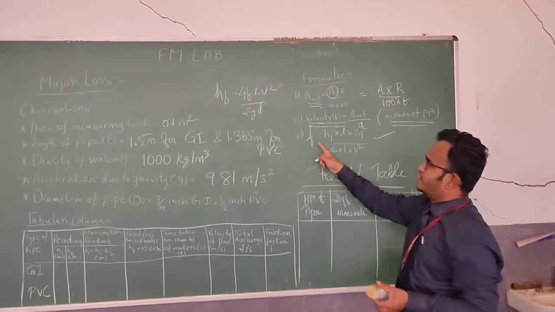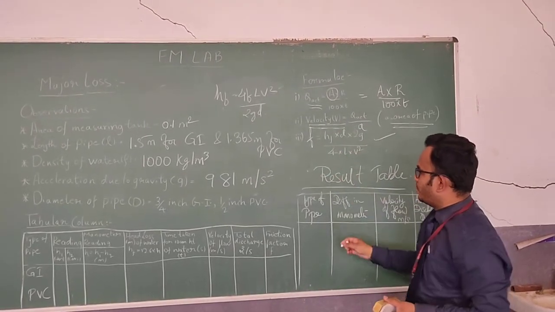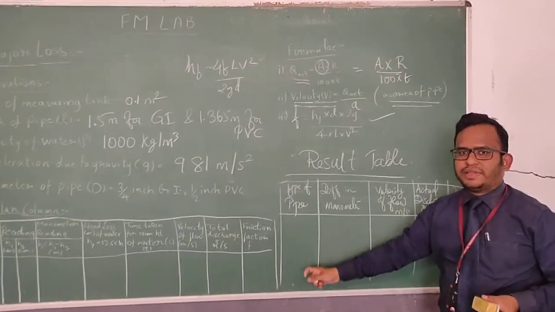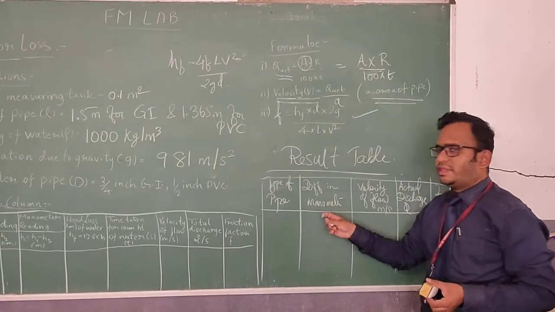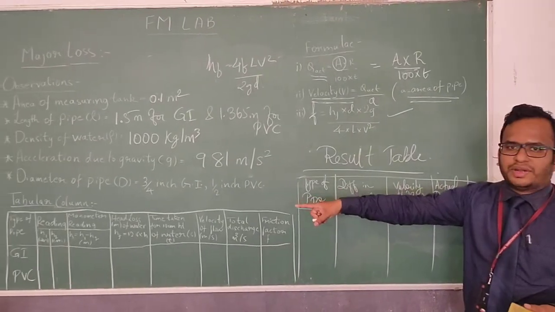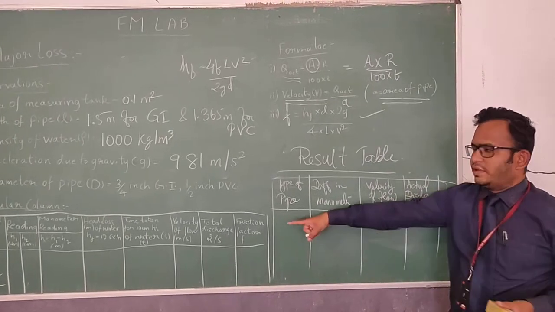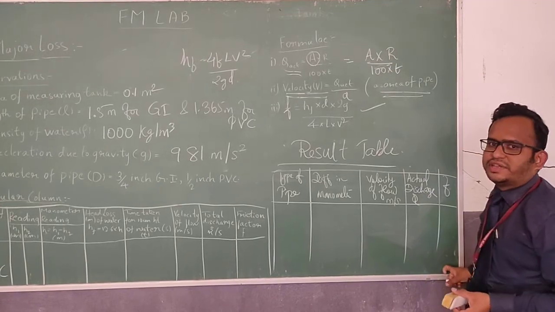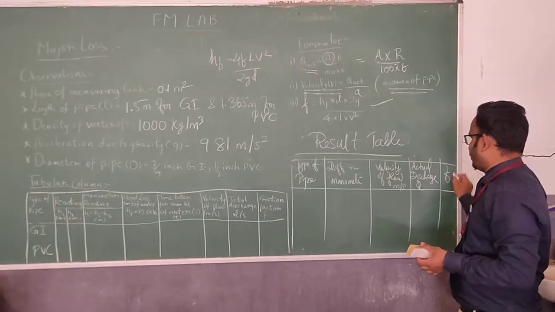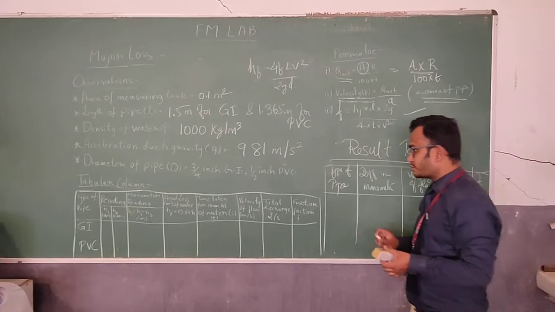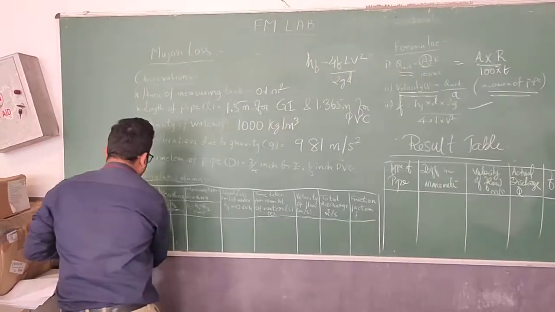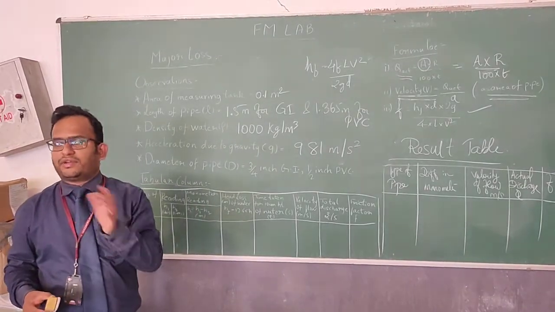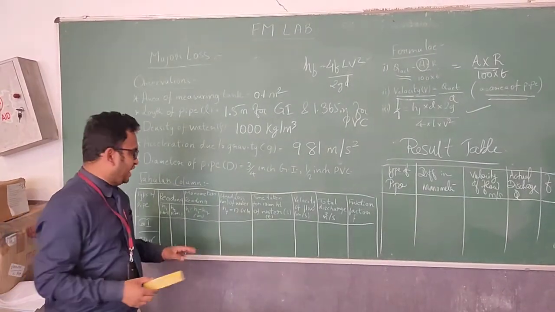After getting the friction factor value, you have to make a result table considering the type of pipe, that is PVC and GI pipe, then the difference in the manometer readings, then the velocity of flow which we have calculated, then the actual discharge Q, and then the friction factor, which is the last thing you have to calculate. And one more thing, in GI pipe we are doing two types, one is partial and one is open. So you have to calculate the readings for both. There are two readings for each.